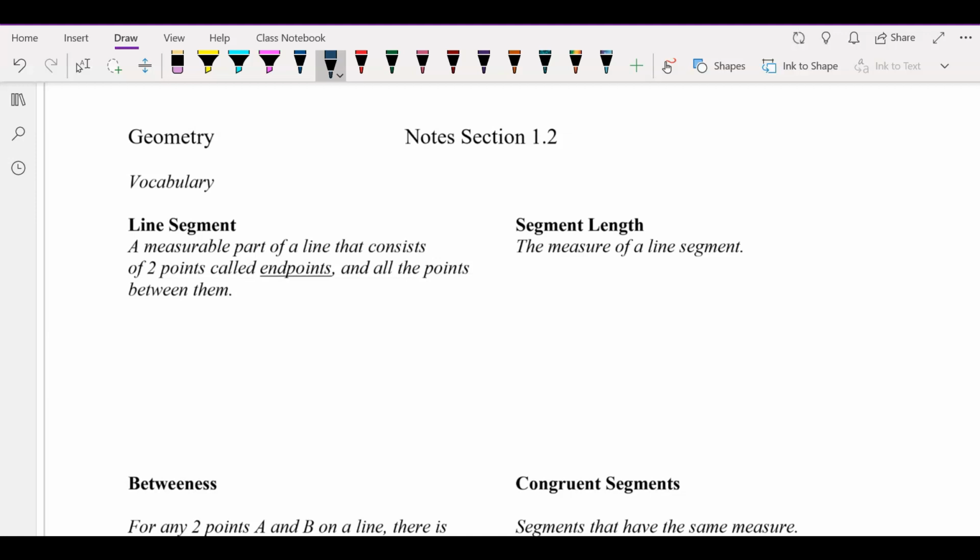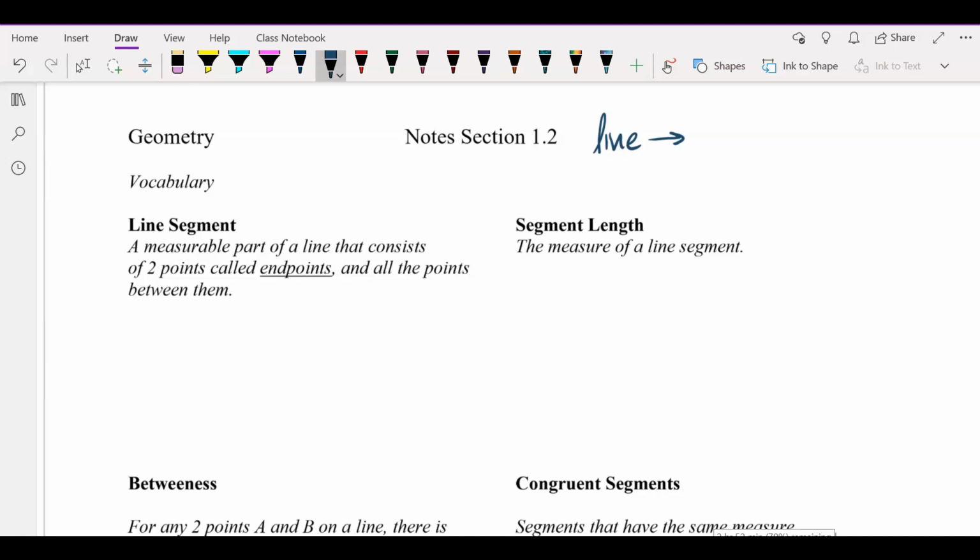Hi everyone! So today in this video you're going to be learning about section 1.2, which is on linear measure. Before I get into that, I do want to talk about lines from yesterday. So yesterday we talked about lines, right? You watched videos on points, lines, and planes.